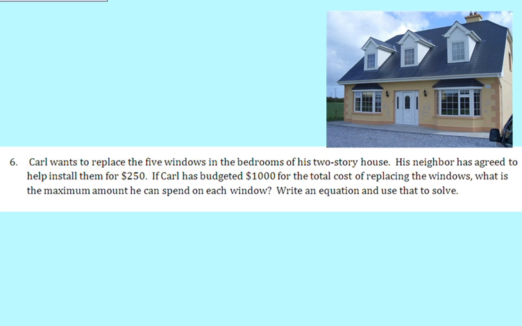So we're getting towards the end. Carl wants to replace the 5 windows in the bedrooms of his 2-story house. His neighbors agreed to help install them for $250. If Carl has budgeted $1,000 for the total cost of replacing the windows, what is the maximum amount he can spend on each window? Write an equation and use that to solve. So the maximum amount is $1,000. So that's what it can equal. All right, that's what it's got to equal, $1,000.